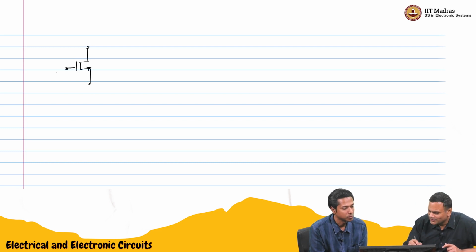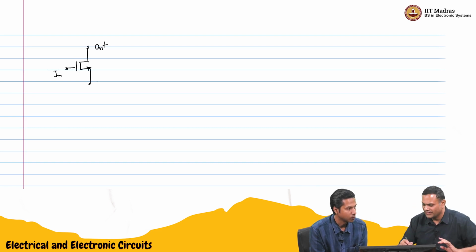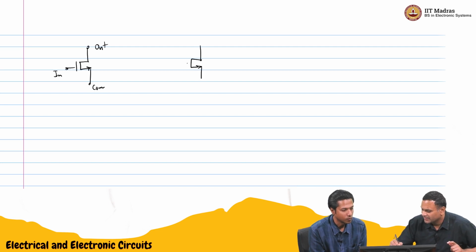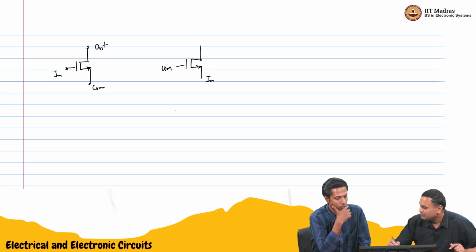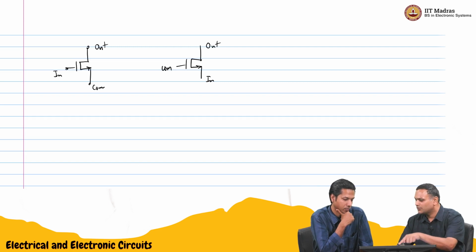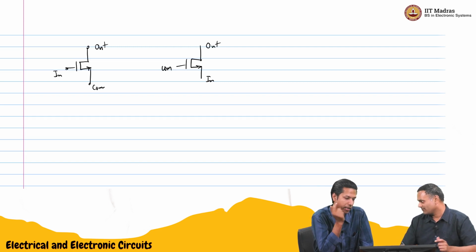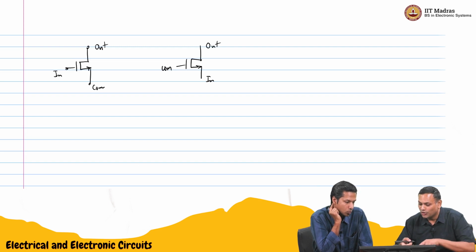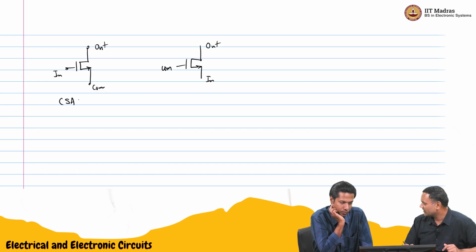For the common source amplifier, we took the input and output at the gate and drain respectively, and this was your common terminal. In the case of the BJT, we could take the base common, apply input at the emitter, and take the output at the collector. In this case, input at the source, output at the drain, and that gives you the common base amplifier. So this is your common source amplifier, and this will become the common gate amplifier.